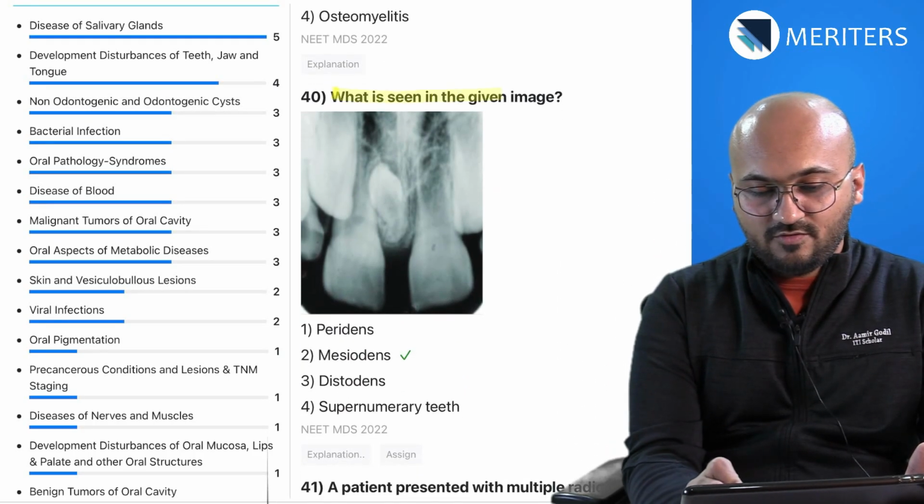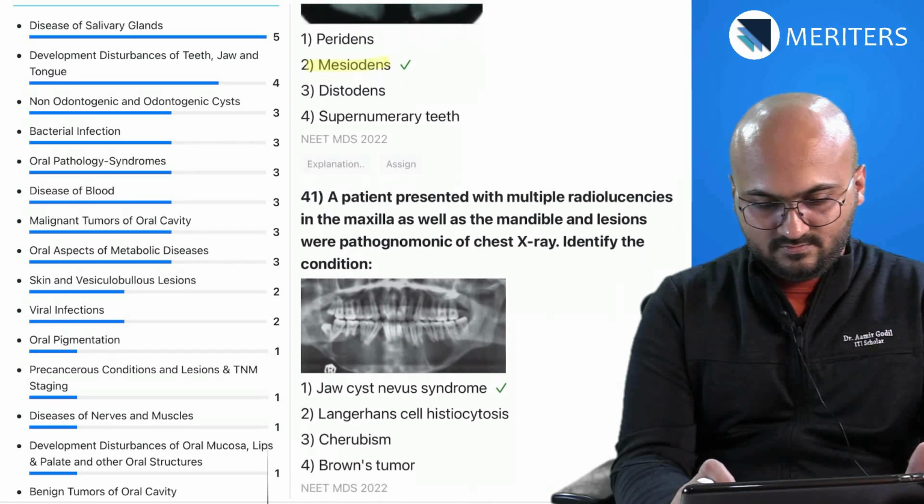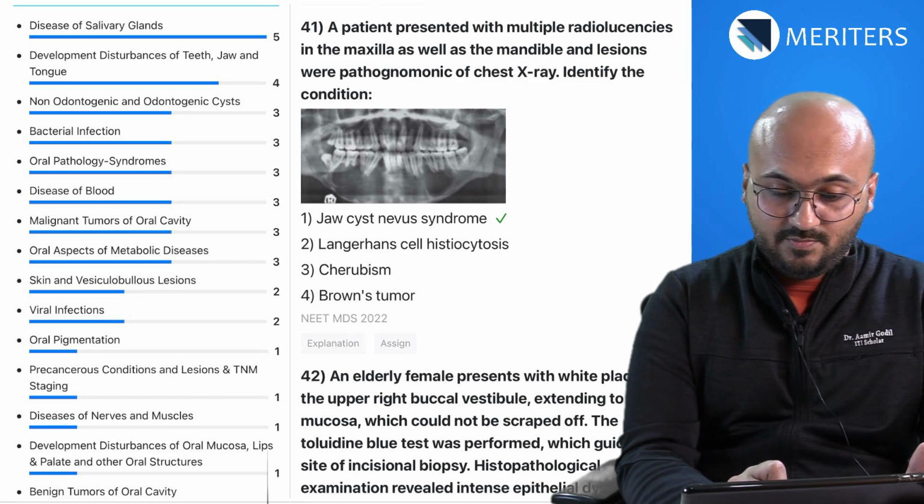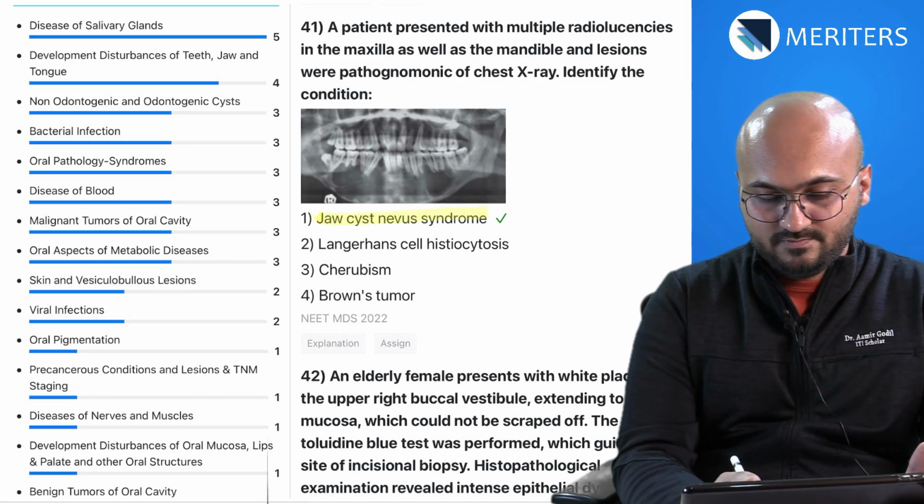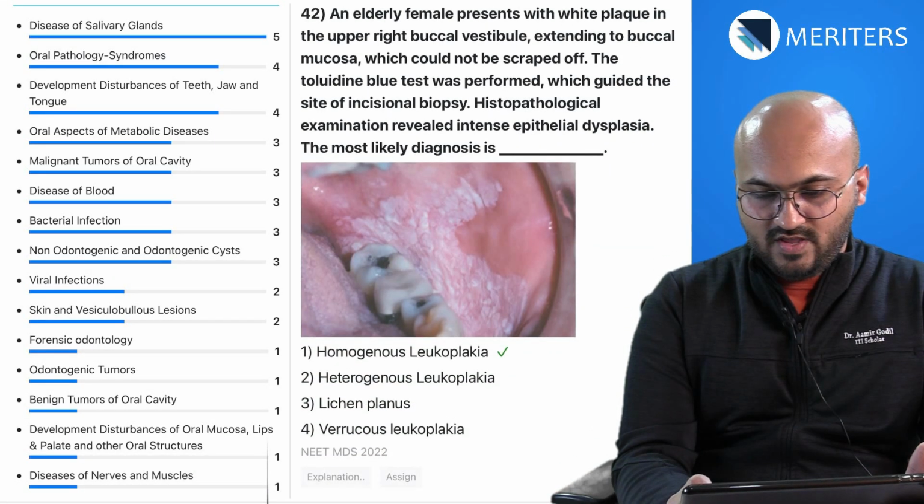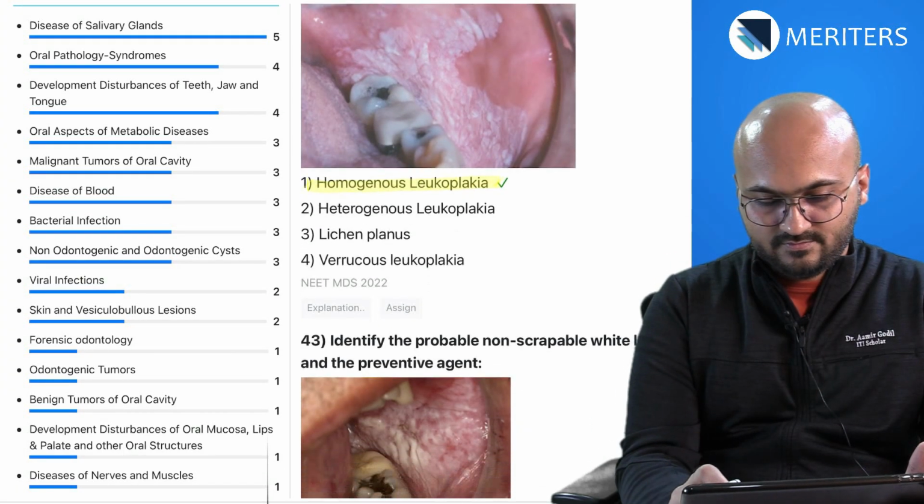Then we have a radiograph of mesiodens. Then we have an OPG. Again, this is a repeat of jaw cyst nevus syndrome. Now we have a clinical picture of homogeneous leukoplakia.